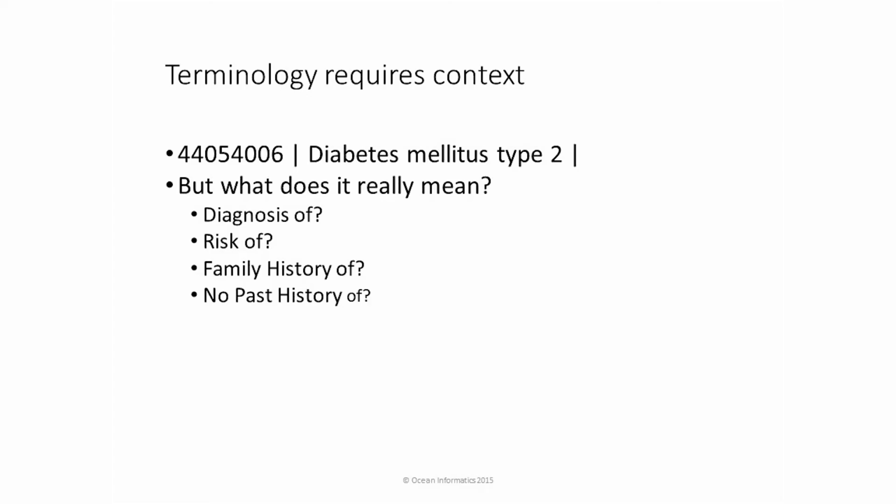But then just to show some issues, we have a SNOMED code here, 44054006. It's diabetes mellitus type 2. You could look it up if you don't believe me. But if you find this code in a medical record, you have to consider what this really means in terms of its context. So is it a diagnosis? Is it a risk? Is it someone else's history? Or is it an exclusion?